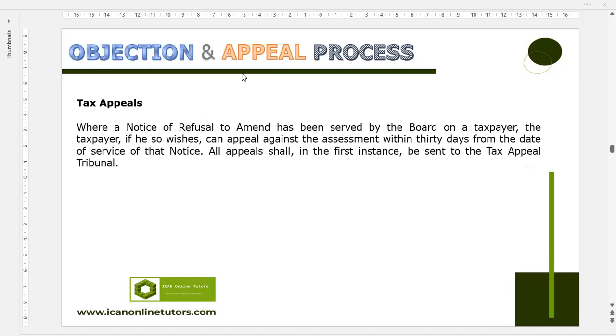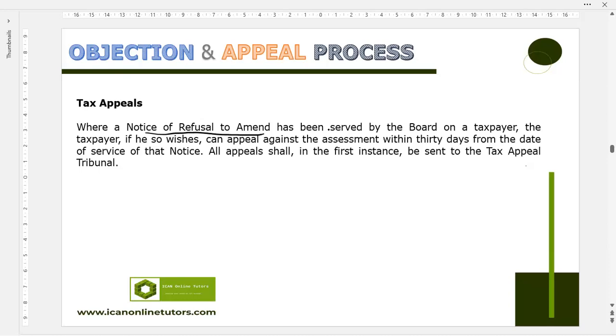So we are looking at the objection and appeal process now. So we have the tax appeal tribunals. Let me just limit it to tax appeals. Because you know the FIRS, you have sent them your notice of objection, and they have now sent you a notice of refusal to amend your objection. What do you do? The next thing is to run to that Baba. And who is the Baba?